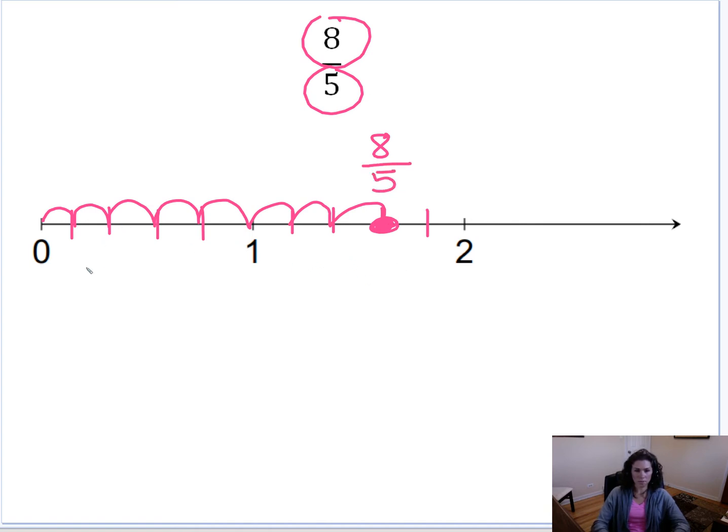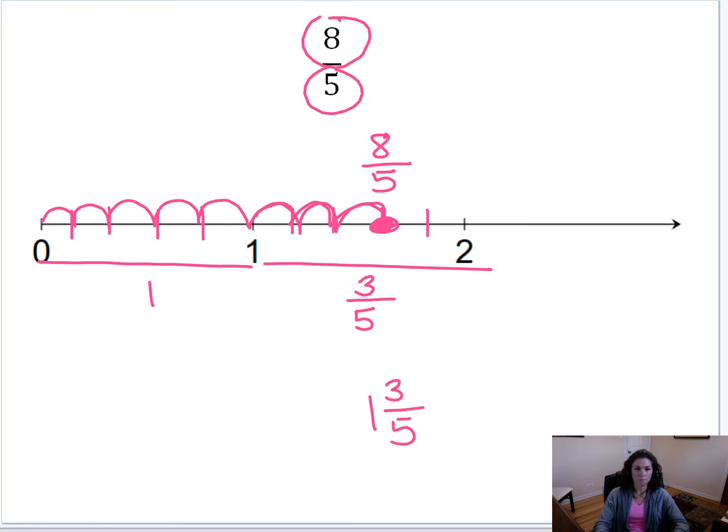And to find an equivalent fraction, I look at the whole pieces. So if you look from 0 to 1, I traveled 1 whole piece, and then from 1 to 2 there were 5 parts, but I only went 1, 2, 3 of them. So my equivalent fraction would be 1 3/5.